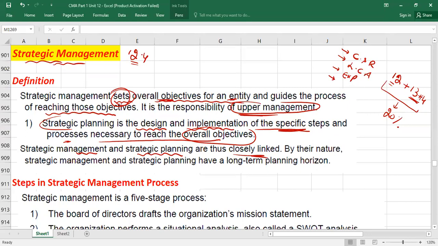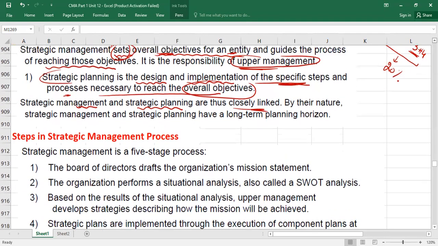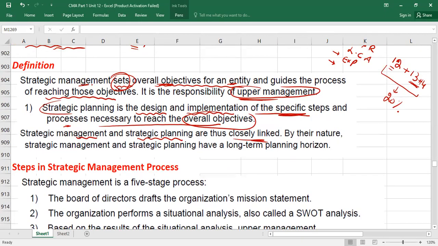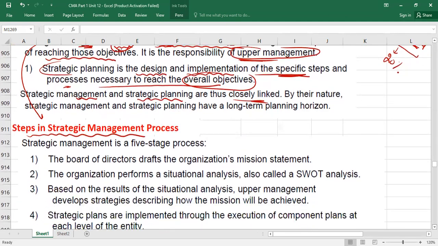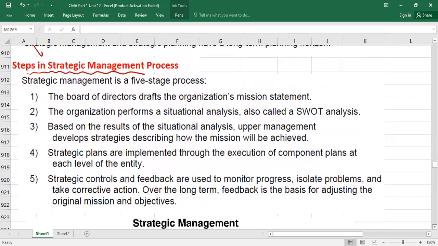Now, guys, whatever we talk about is more about strategic management, right? So now we are going to discuss the steps in the strategic management process. As I told you, under strategic management, we set the overall objective of the organization, and I'll explain with the help of an example. Now, which are the steps under the strategic management process? So usually there are 5 steps under the strategic management process.